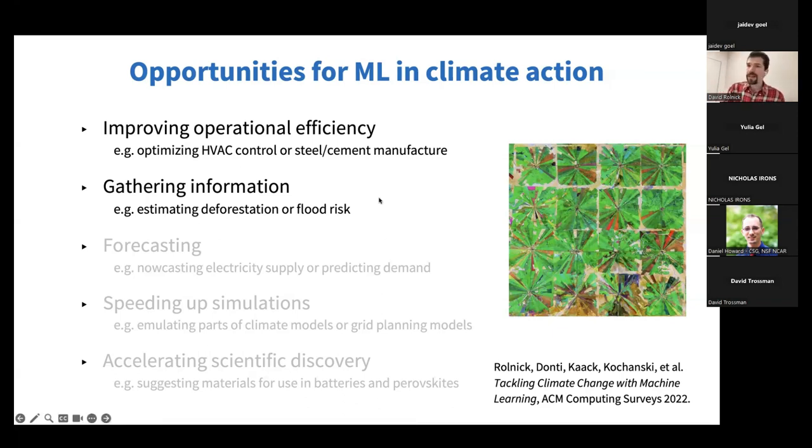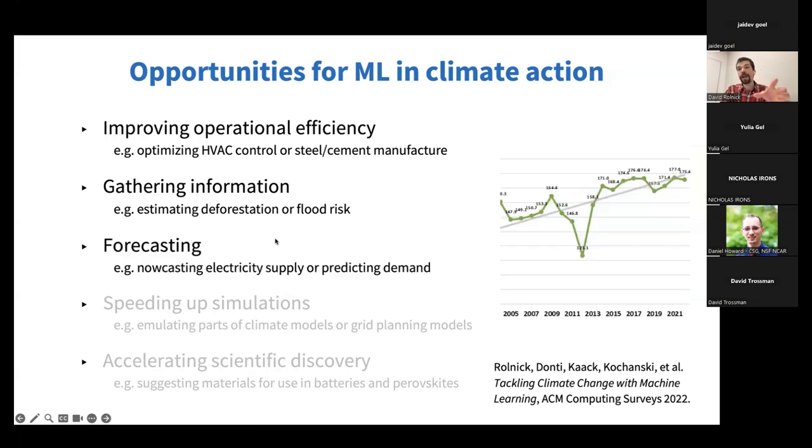The next theme, after distilling information into useful insights, is forecasting, predicting what's going to happen next on the basis of often time series data. So here there are many applications in managing electrical grids. In order to manage the electrical grid, you need to know how much supply there is of electricity at any given moment, which depends, if you have solar and wind, on how much the sun is shining or how much the wind is blowing.